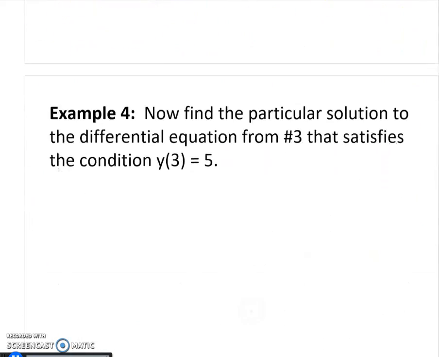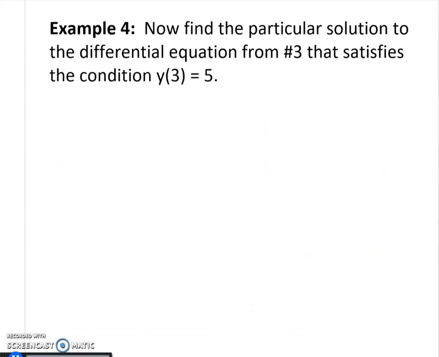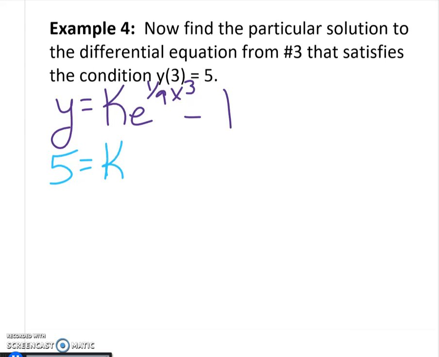So now, what if we took our solution from that last problem and we then wanted to find the particular solution that satisfies the condition y of 3 equals 5? Well, we had from the last problem the equation y equals k e to the 1/9 x cubed minus 1. So when they give us that initial condition of y of 3 is equal to 5, that means that y is going to be 5 when x is 3. So we're going to use that to solve for our constant k there.